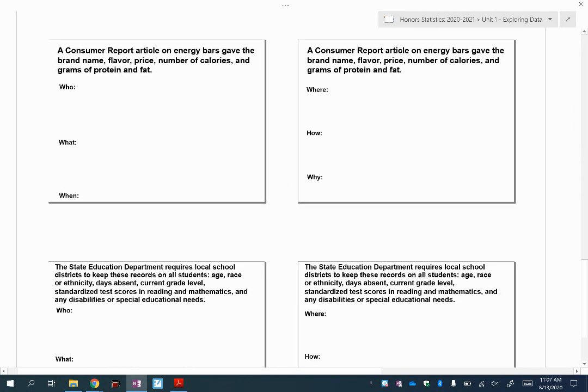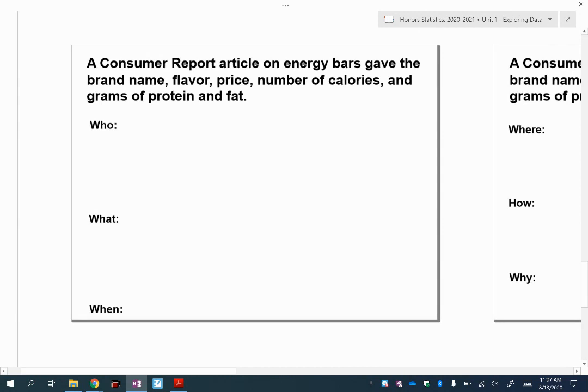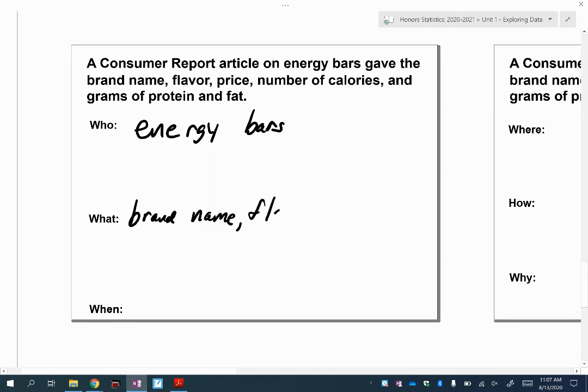The next one says a Consumer Report article on energy bars gave the brand name, flavor, price, number of calories, and grams of protein and fat. For the who, that's going to be the energy bars. All right, for the what, these are the variables. We've got brand name, flavor, price, calories, protein and fat.